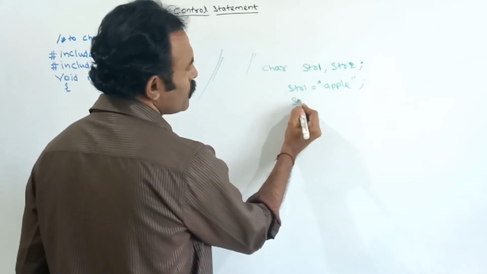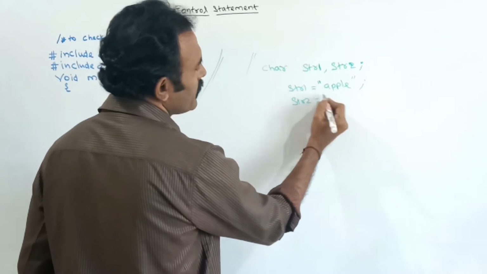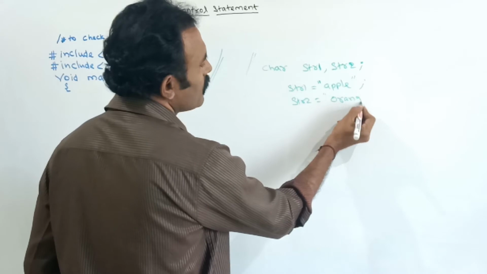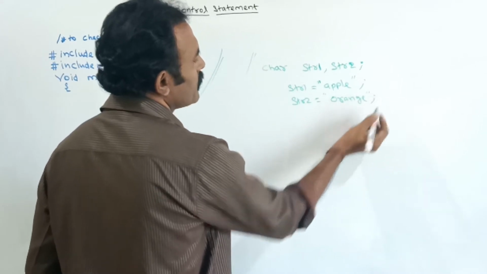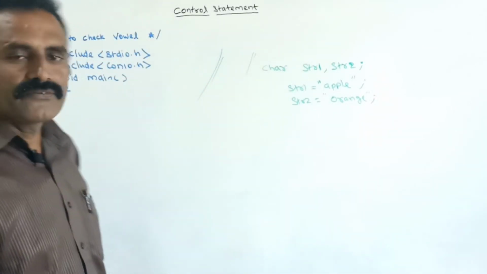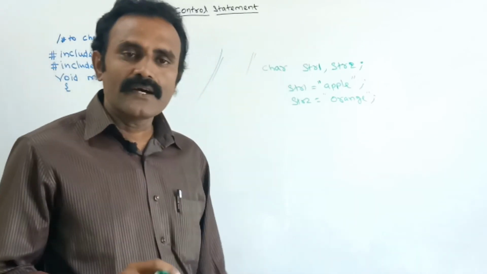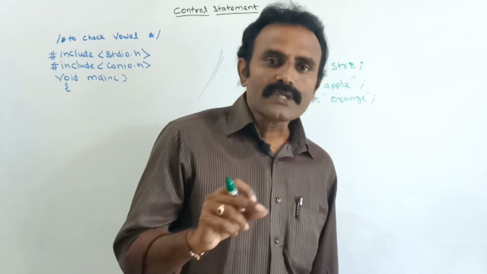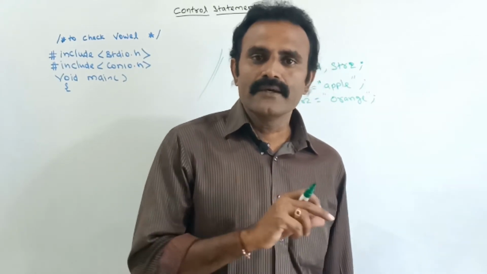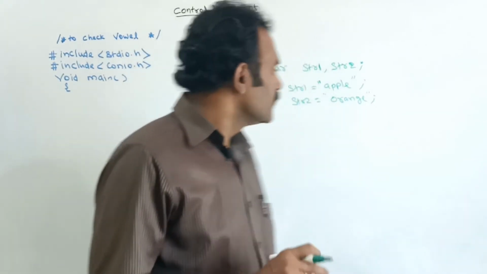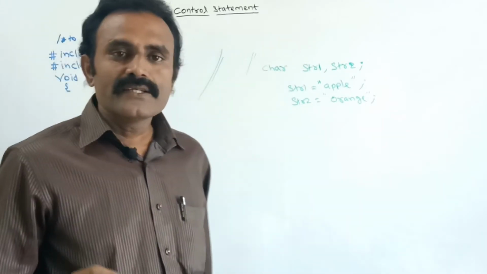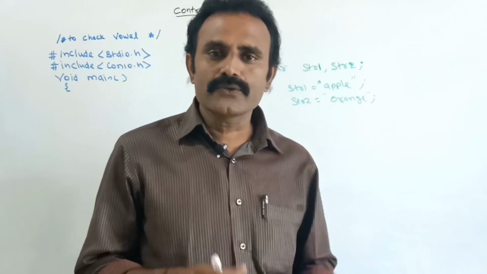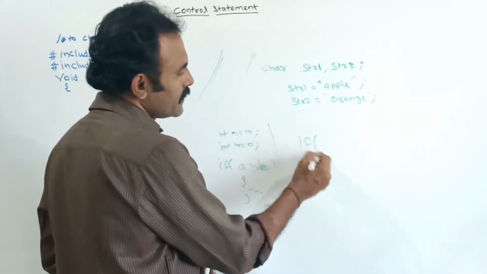In string 2 I am giving the text as orange. Here, suppose if I want to compare or check, we can't directly check it by using the relational operator. Here we should use the string compare function. The string compare function is used to compare the two strings.